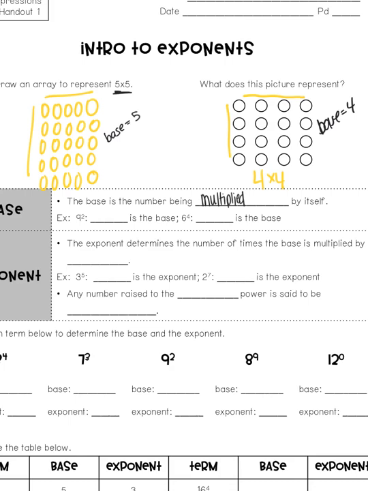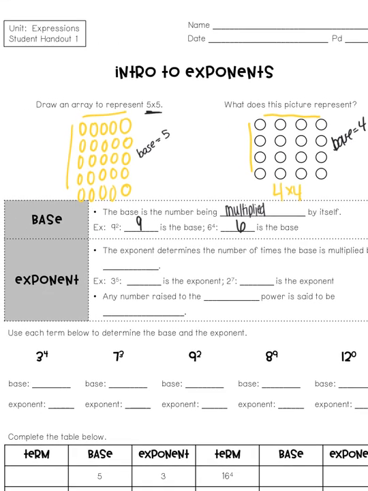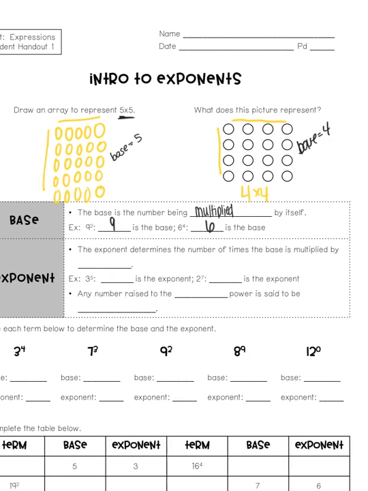Okay. So for example, in 9 to the second power, 9 is the base. 6 to the fourth power, 6 is the base. Okay, so whichever number is being multiplied by itself. Okay, the exponent determines the number of times that base is multiplied by itself. So how many times I multiply it by itself. Okay, so in 3 to the fifth power, 5 is the exponent. 2 to the seventh power, 7 is the exponent.